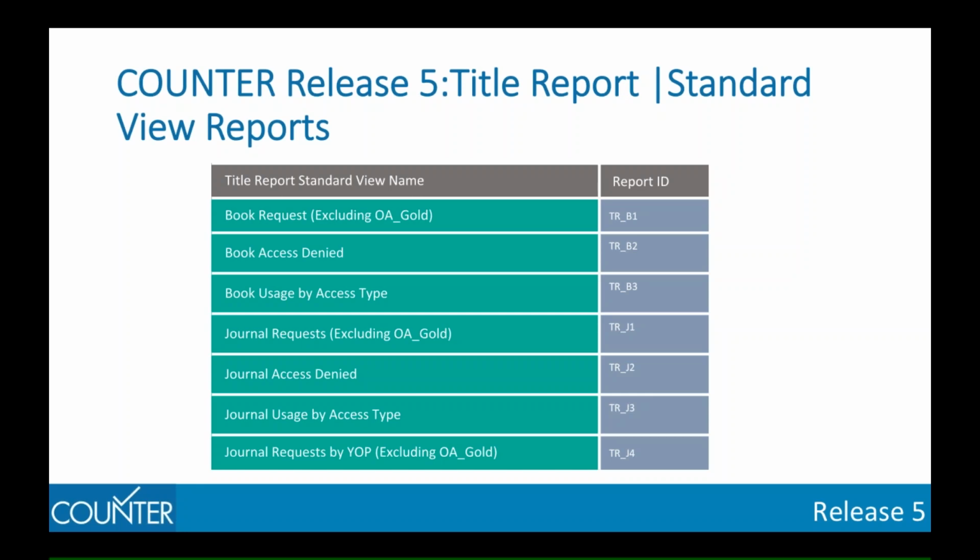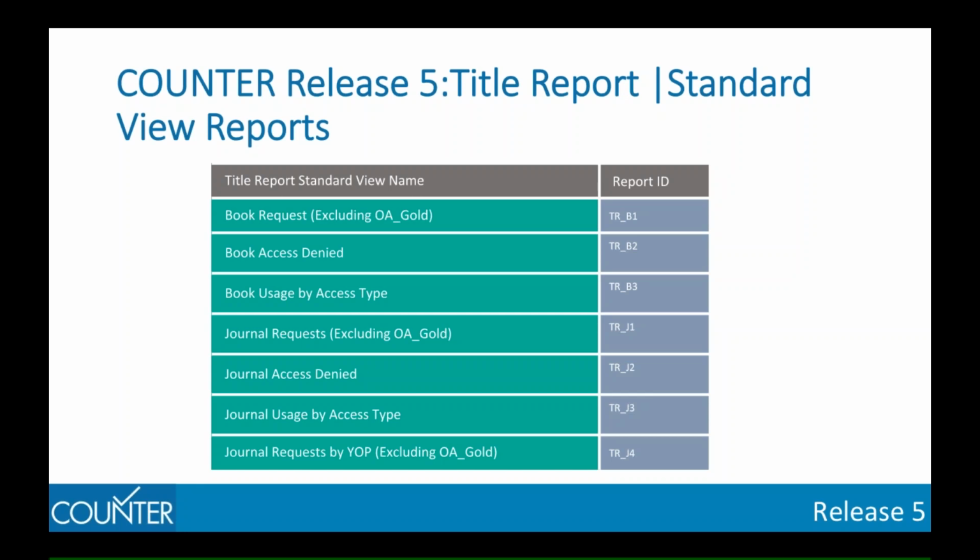In TRB1, that means the book title usage excluding open access usage, which is gold open access usage, and TRB2 reports for access denied, and TRB3 is book usage by access type. So this is a little bit more comprehensive usage report that includes both open access usage and controlled usage.